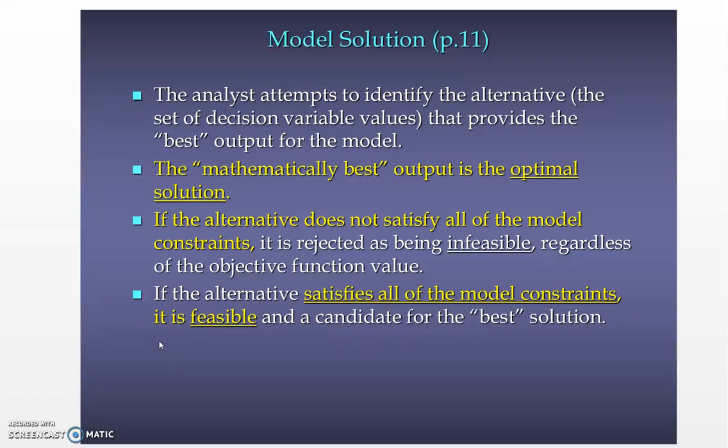I mention this again because you could take different alternatives and twist it and turn it and have an infeasible solution, and someone says, well, we can change a variable and make it feasible. Okay, maybe you can, but then you're really changing the model. So let's understand that the optimal solution is the most desirable, the mathematically best output, and that optimal solution has to come from an alternative that satisfies all the constraints.